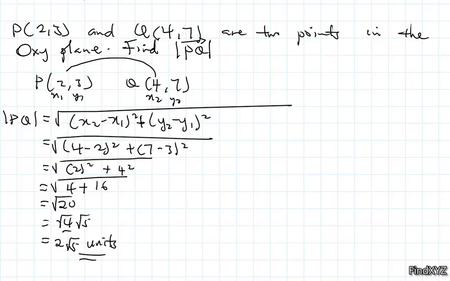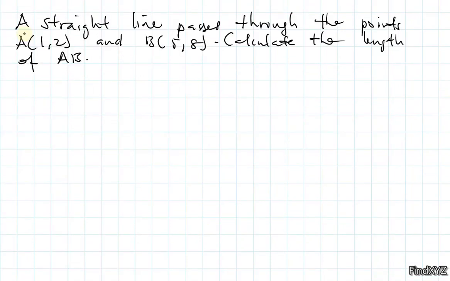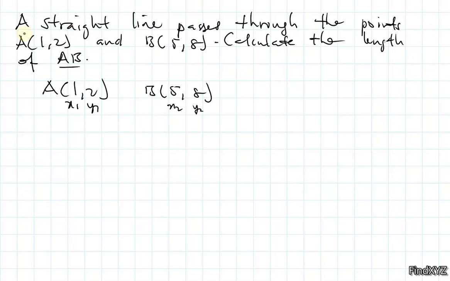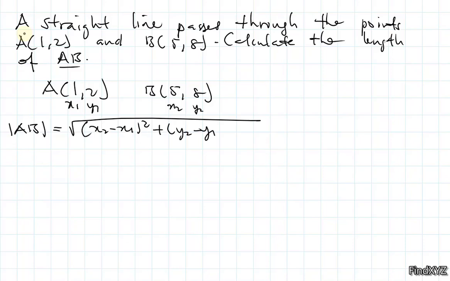Okay, so the distance between P and Q is 2 root 5 units. Let's try another example. The question is, a straight line passes through the points A and B. We are asked to calculate the length of AB. As I told you earlier, I would encourage you to write your points and label them. So point A, (1, 2), we label it as x1, y1, and point B, (5, 8), we label it as x2, y2. Now the length of AB will be the square root of x2 minus x1 all squared plus y2 minus y1 all squared.